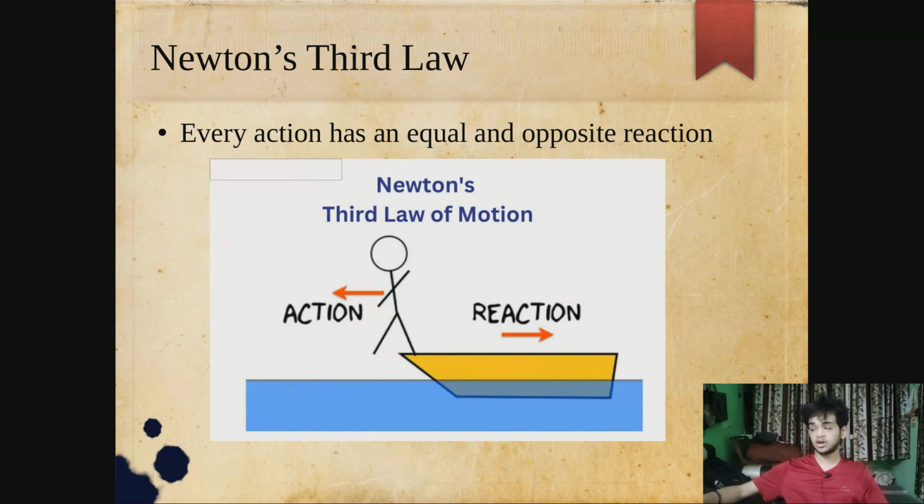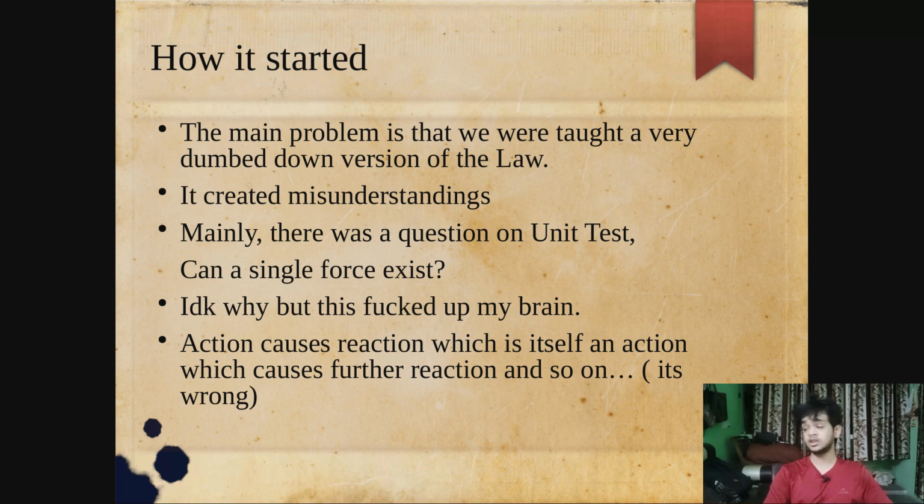I'll tell you why this is not an exact representation of Newton's law, but let's just assume this is the dumbed down version of Newton's third law. Now, how it started? As I told you, the main problem is that we were taught a very dumbed down version of the law: every action has an equal and opposite reaction. So that created misunderstandings.